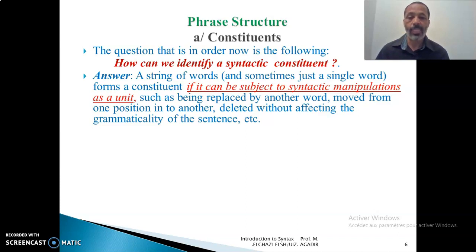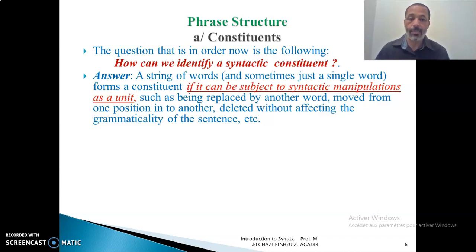forms a constituent if, and this is a condition, it can be subject to syntactic manipulations as a unit. What are these syntactic manipulations? For example, it allows being replaced by another word, or moved from one position to another in a sentence. It can be deleted without affecting the grammaticality of the sentence. So we can say that a word or a group of words is a syntactic constituent only if it can be replaced by another word. For example, a noun can be replaced by a pronoun.